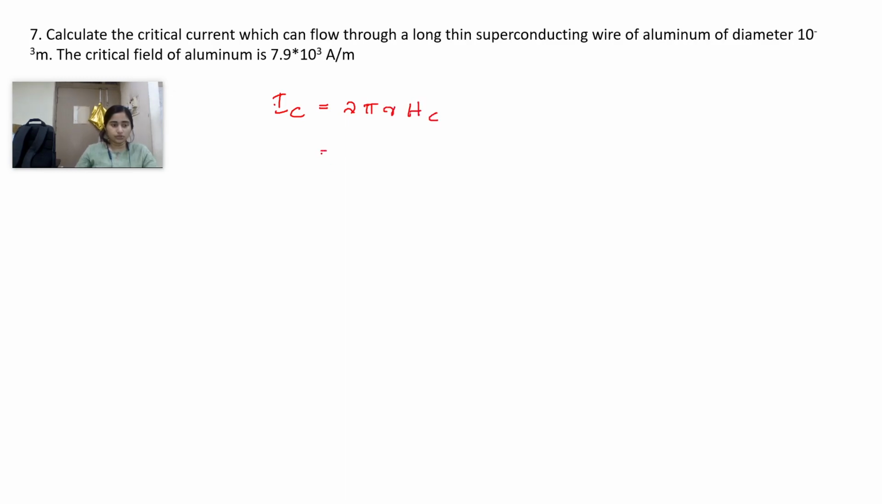Substitute here: 2 pi times R, which will be 10 to the power minus 3 divided by 2, times the HC value 7.9 times 10 to the power 3. So you can cancel these two. Then what will be remaining? 7.95. This will be the answer for this question.